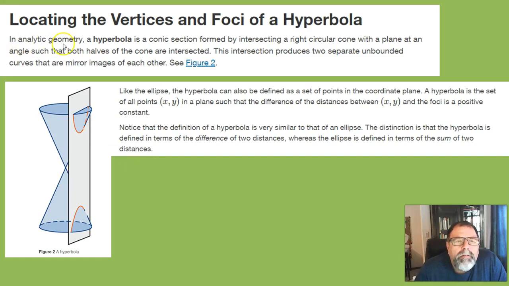In analytic geometry, a hyperbola is a conic section formed by intersecting a right circular cone with a plane at an angle such that both halves of the cone are intersected. Remember what I said before: if we drew that center line, this plane is parallel to that center line. That intersection creates two separate unbounded curves that are mirror images of each other.